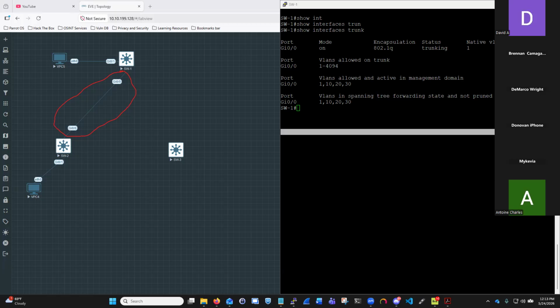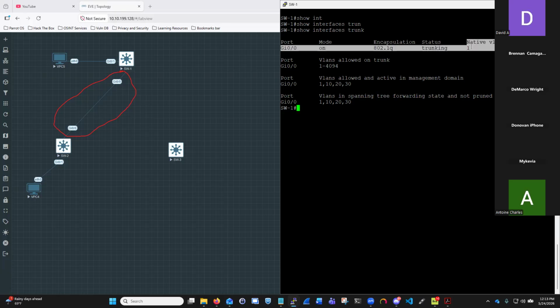That is what we call our native VLAN. For your Inter-Switch Link, you can configure what your native VLAN is. If you're looking at the screen, we have a section for it here. I have native VLAN 1, so I have VLAN 1 set as the native.